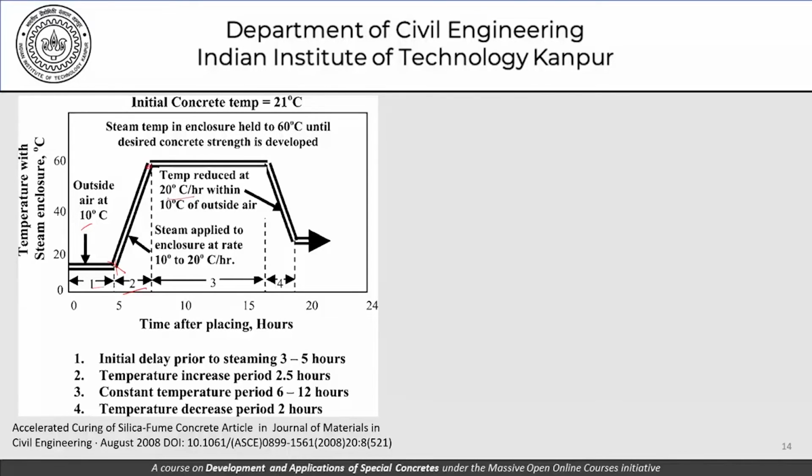The temperature is reduced at the rate of about 20 degrees per hour to within 10 degrees of outside temperature, and then the concrete is simply stored. It's not the concrete which is really stored, but the member which is finally taken to the storage yard. So there's an initial delay prior to steaming, there's a temperature increase period, there's a constant temperature period, and a temperature decrease period. So this is what defines the steam curing cycle.